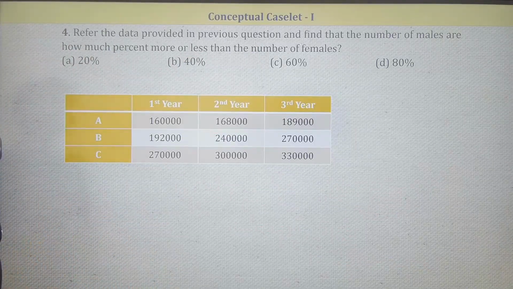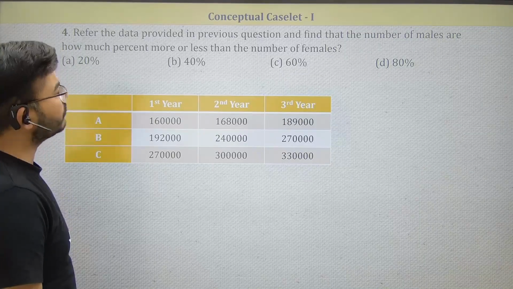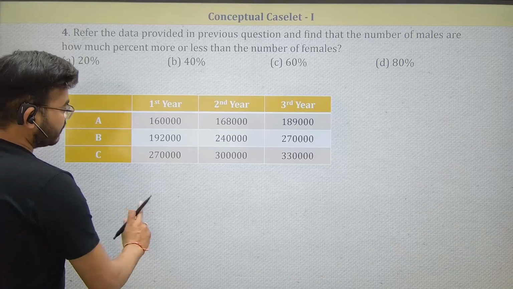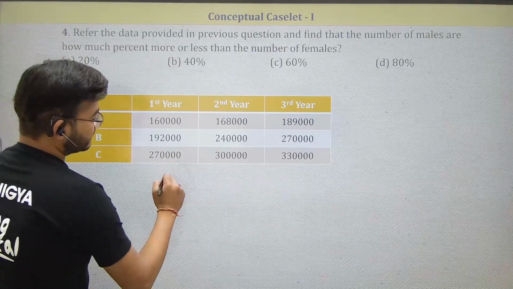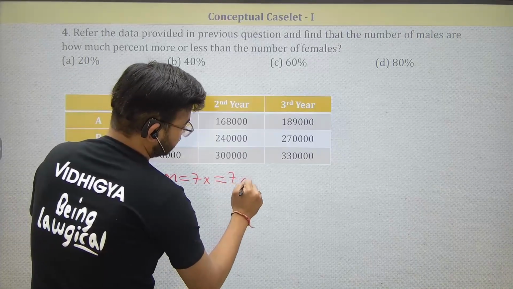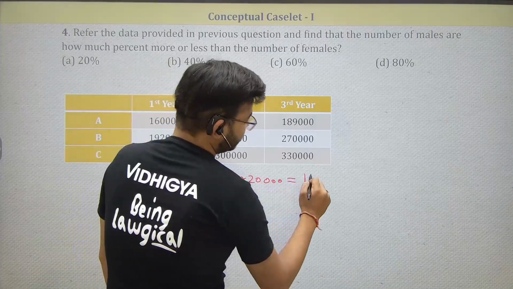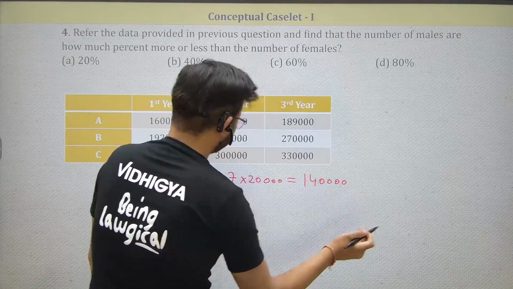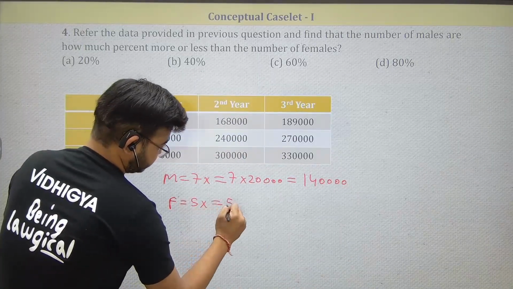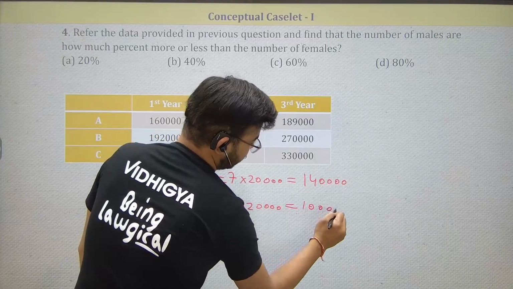Next question. We need to refer to the data provided in the previous question and find how much percent more or less the number of males is than the number of females. So males were 7x and the value of x was 20,000. So 7 into 20,000 will come out to be 1,40,000. Similarly, females were 5x. So 5 into 20,000 will come out to be 1 lakh.